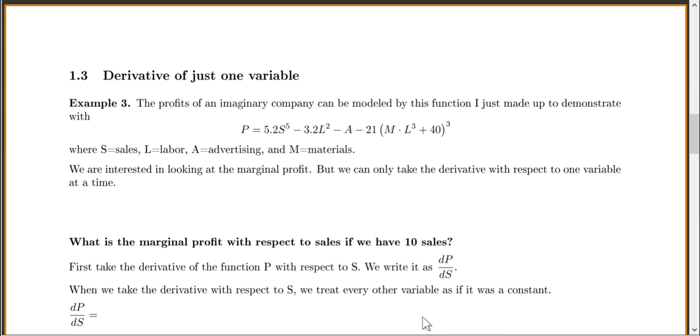So, new topic now. Let's learn how to take the derivative with respect to just one variable. Sometimes you're going to get functions that have more than one variable, but we still want to be able to take the derivative.